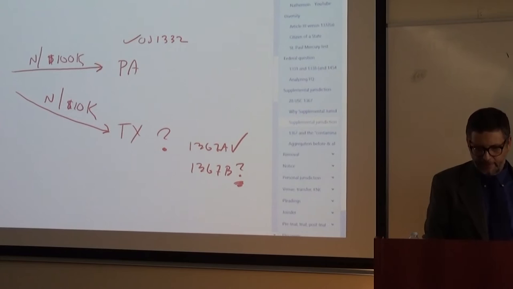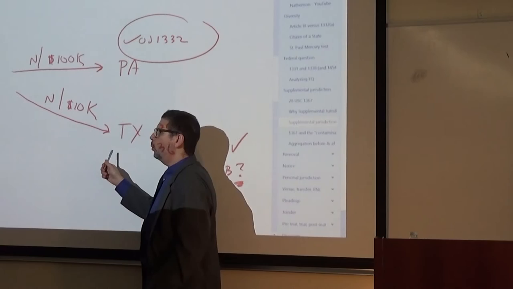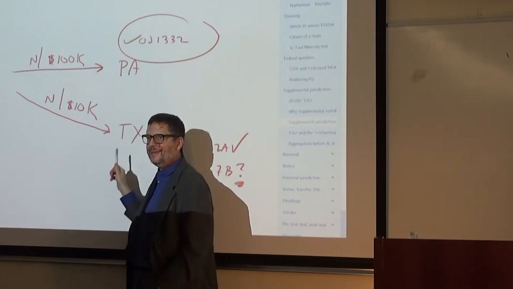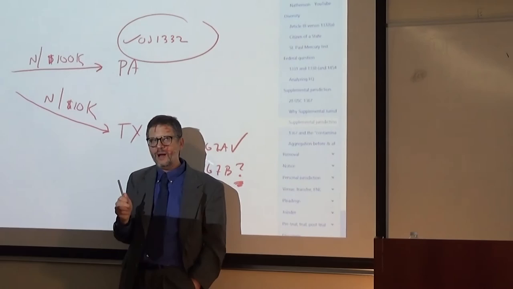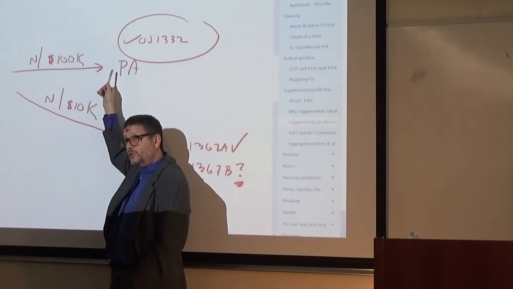Well, original jurisdiction is diversity, and in what sense would supplemental jurisdiction over Florida versus Texas be inconsistent with the requirements of 1332? Yeah, the amount in controversy is too low. And we can't aggregate these together because these are claims being sought against different defendants, right? So we've got a problem here.